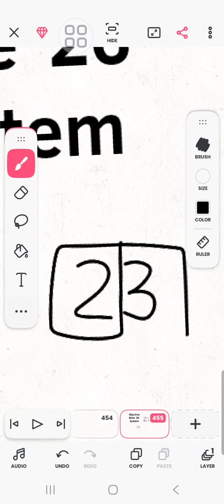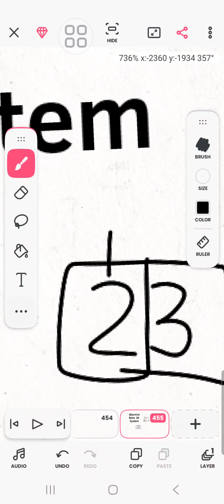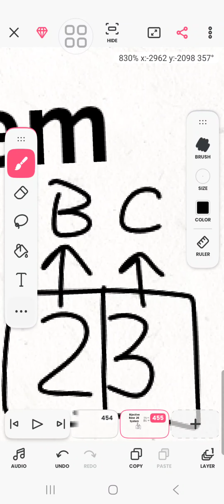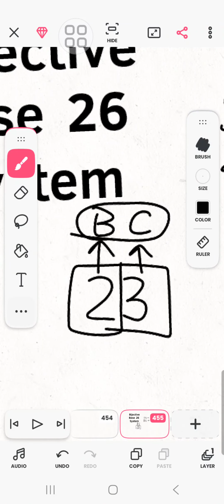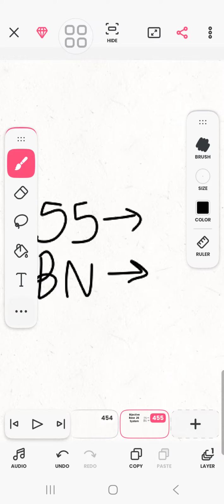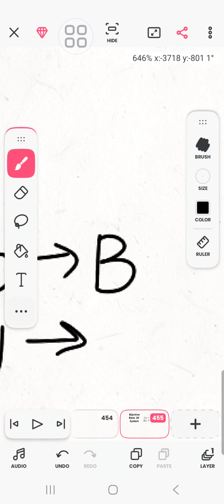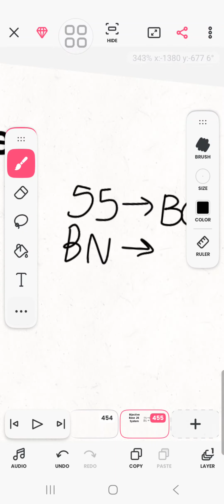Now split the 2 and the 3 into their own digit, and the second letter of the alphabet is B, and the third letter of the alphabet is C. So BC is the answer. Therefore, 55 in the bijective 26 base system is just BC. Now let's teach you how to convert alphabet letters into numbers.